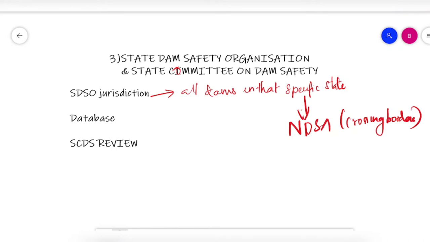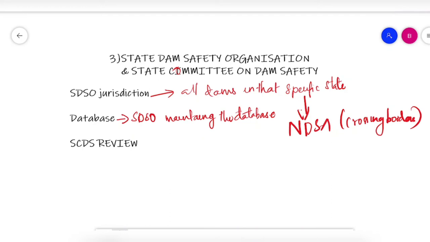And the next thing is, the State Dam Safety Organization will be the agency for maintaining the database of all the dams in that particular state. And the State Committee on Dam Safety also: the bill gives a provision for the establishment of a State Committee on Dam Safety, like they have in the center.